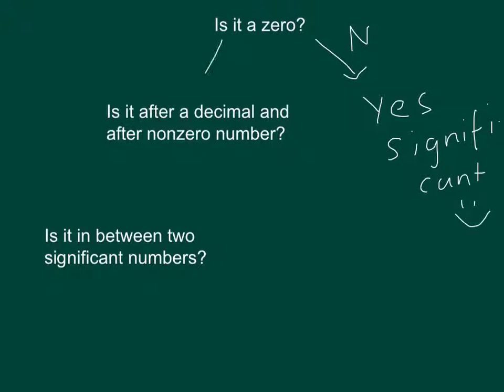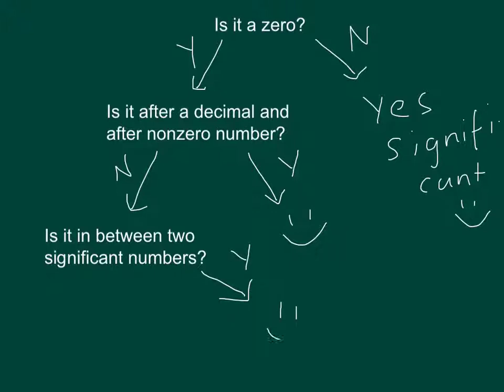Now, if it is a zero, that's when it gets a little bit more complicated and we have to ask some more questions. So the next thing we ask is, is the number after a decimal and after a non-zero number? If the answer is yes, then the number is significant. If the answer is no, then we have to ask one more question. Is it in between two significant numbers? If the answer is yes, then once again, it's significant. If the answer is no, then it is not significant.